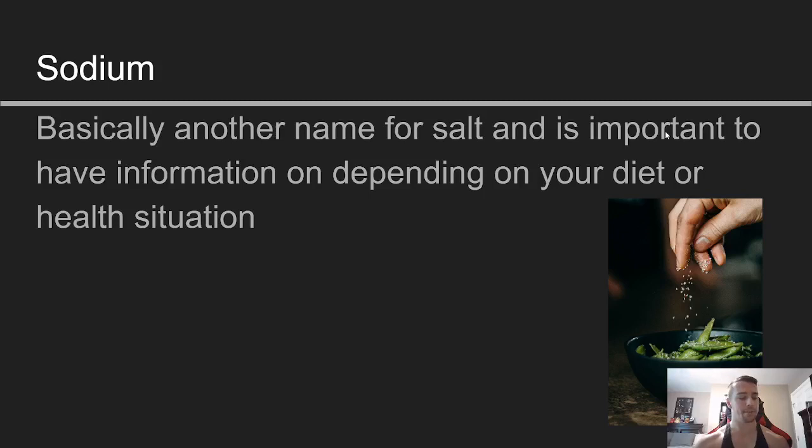Sodium. So sodium is another, and again, these are very common on nutrition facts labels. These are the main ones that you're likely going to see. Sodium is basically another name for salt, and it is important to have information depending on your diet or health situation. So for people who have to watch their salt intake, it's good to be aware of that. Sodium is usually in the middle portion of the nutrition facts list, and it will break it down, of course, by its percent daily value, and then you've got the sodium depending on how many milligrams it has.